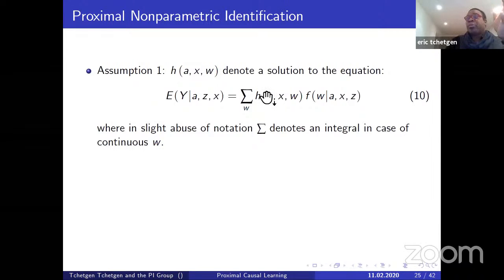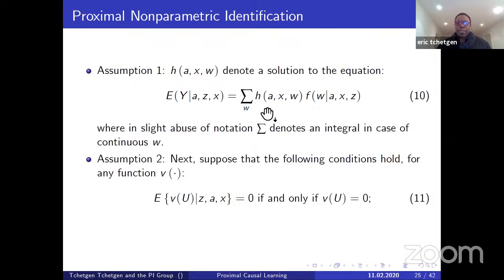This is a Fredholm equation of the first kind. The necessary and sufficient conditions for the existence of a solution are very well understood. These types of integrals appear in NPIV, in the nonparametric IV literature, so there's nothing new here. These conditions are very well understood in functional analysis.